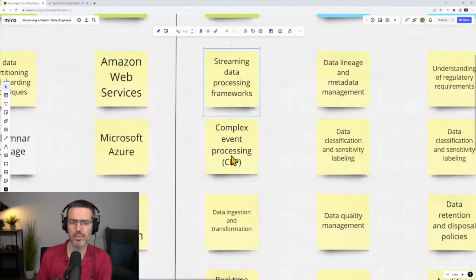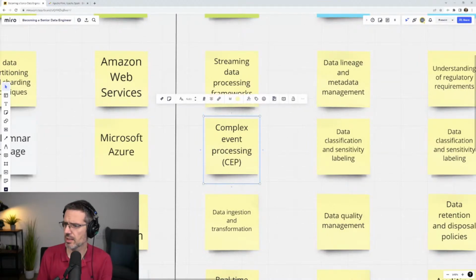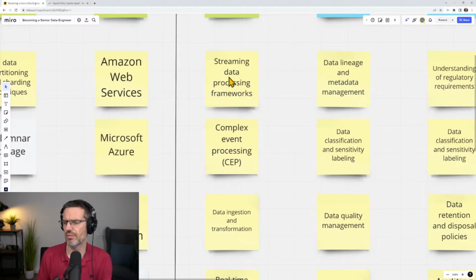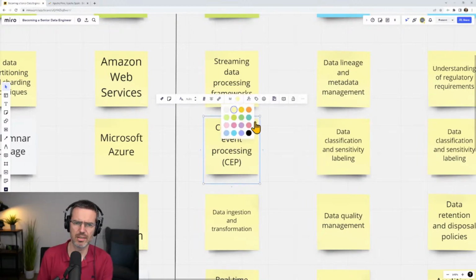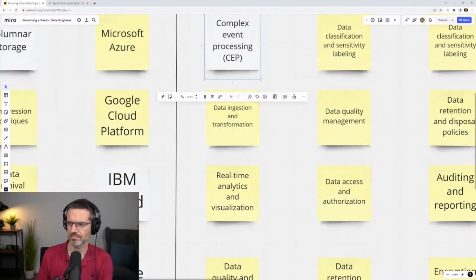Then we have complex event processing here. Complex event processing is a technique used to analyze and process complex events in real time. A senior data engineer should have experience designing and implementing CEP solutions to identify patterns, trends in streaming data. What's the difference here between these? Analyzing patterns, analyzing trends. I think I would mark this screen here gray. This is not really interesting.